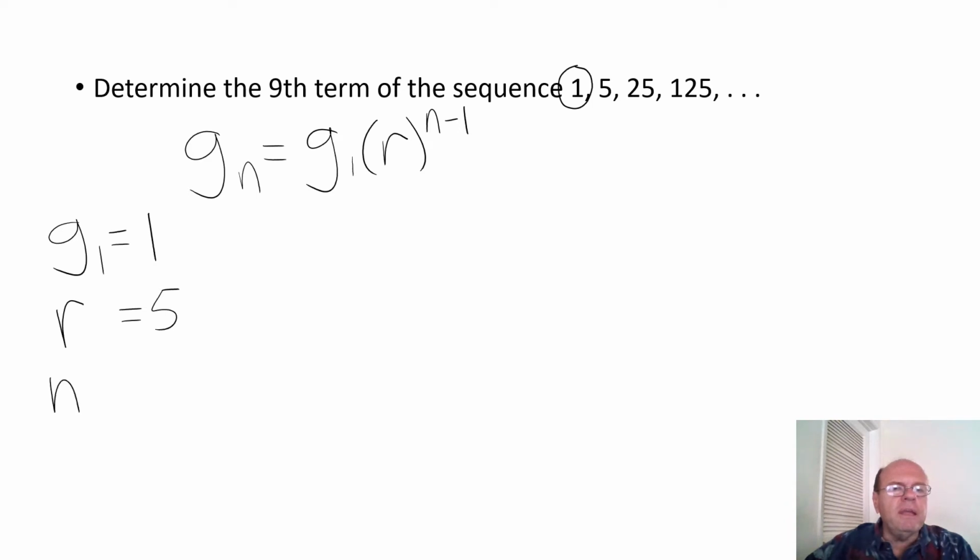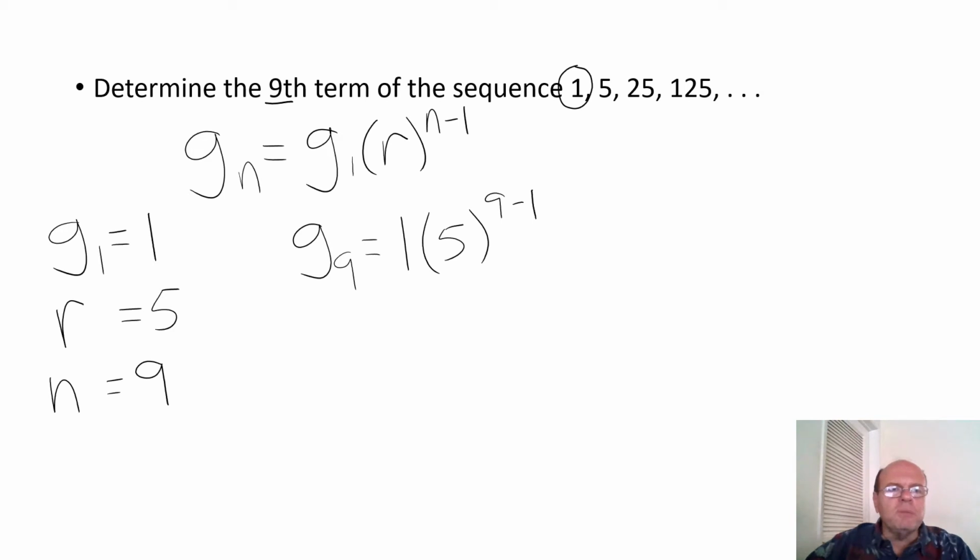Then our n is the term we're trying to find. So we're trying to find the ninth term, so n is equal to 9. We have all the pieces, we're good to go. We can start plugging in now. So that's going to give us g sub 9 is equal to g sub 1, which is 1, times r, the common ratio, which is 5, and that's going to be raised to the 9 minus 1 power.